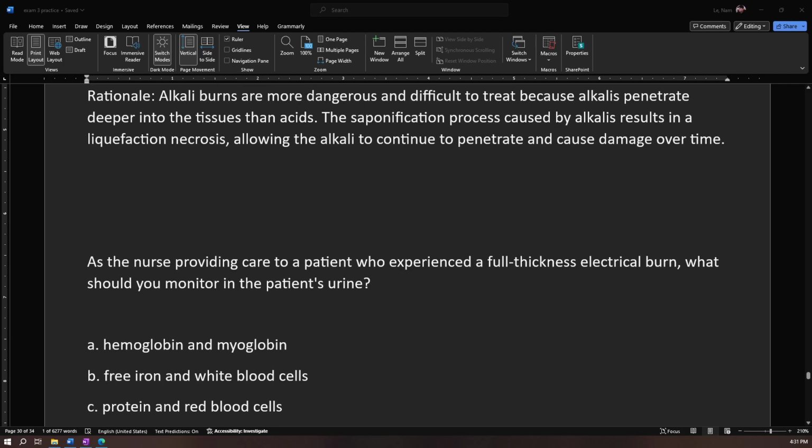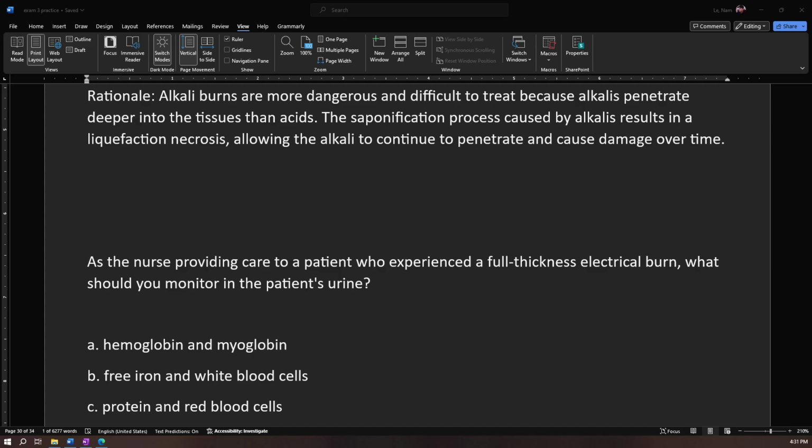Rationale. Alkali burns are more dangerous and difficult to treat because alkalis penetrate deeper into the tissues than acids. The saponification process caused by alkalis results in a liquefaction necrosis, allowing the alkali to continue to penetrate and cause damage over time. As the nurse providing care to a patient who experienced a full-thickness electrical burn, what should you monitor in the patient's urine?